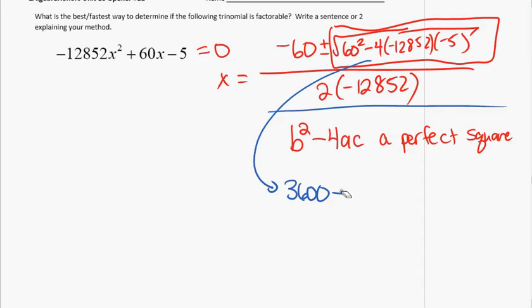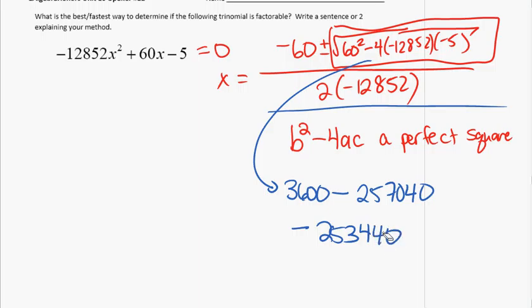So 4 times 12,852 negative times negative 5. So I get 257,040. So I'm going to subtract that from 3600 and decide, is that a perfect square? Well, first of all, I get a negative number, so I know that's not a perfect square.